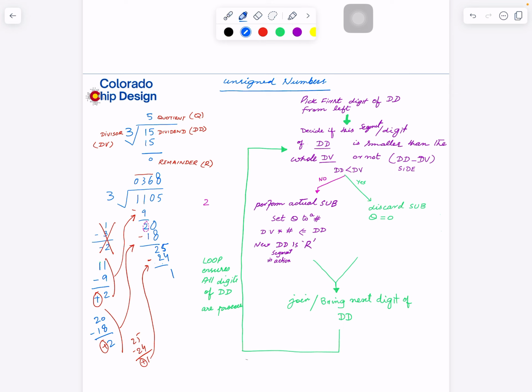So hopefully through this example you have understood. Now all you have to do is use a binary number and a binary divisor and do exactly the same thing. The only difference is this can't be 036, there has to be 01010 and everything 010. That's it. And that is the example I'm going to do in the second part of this division.